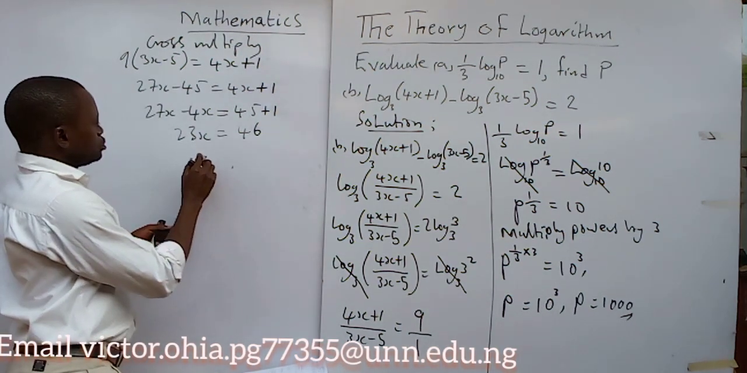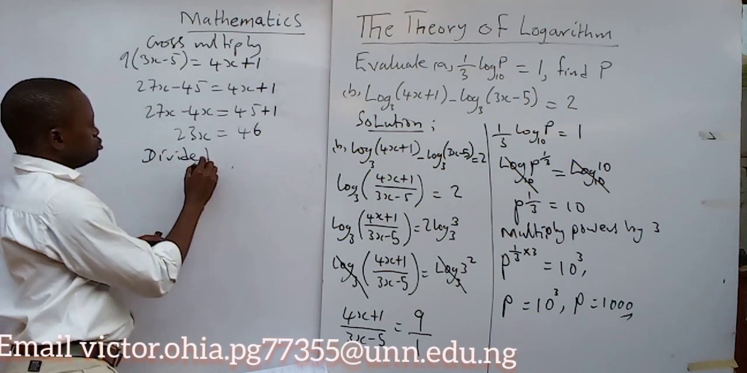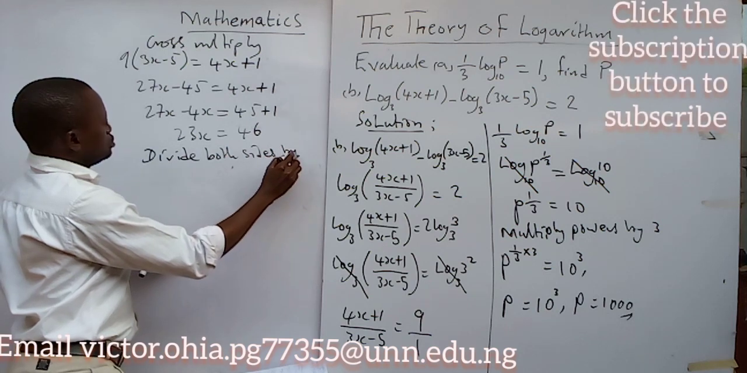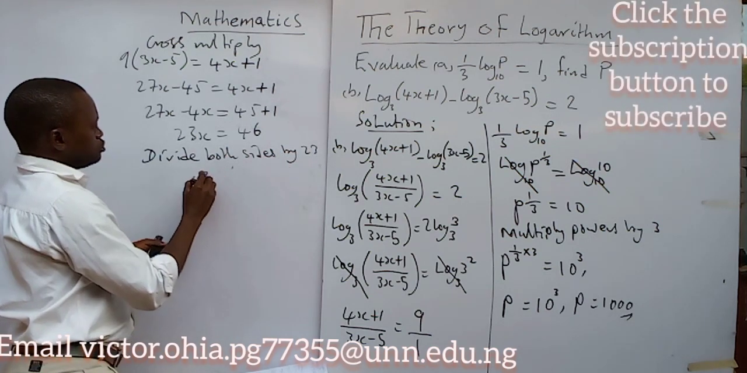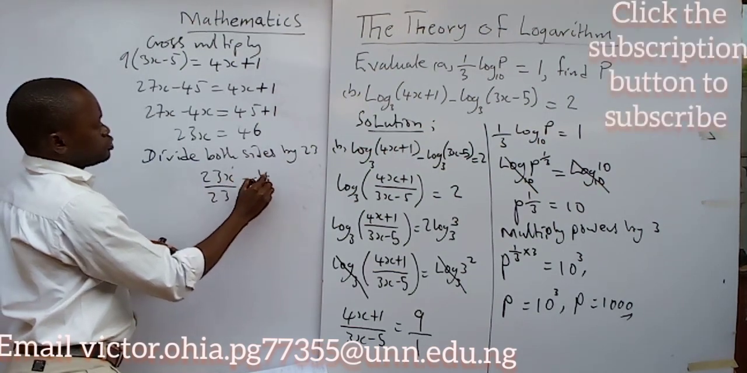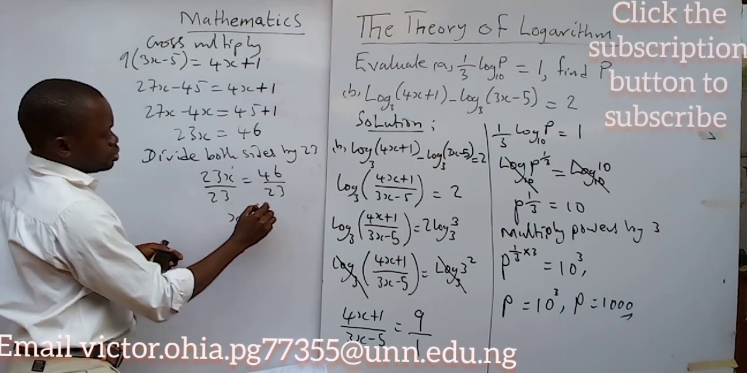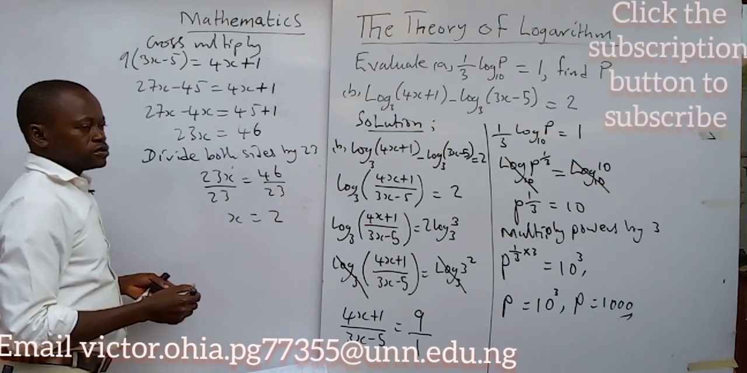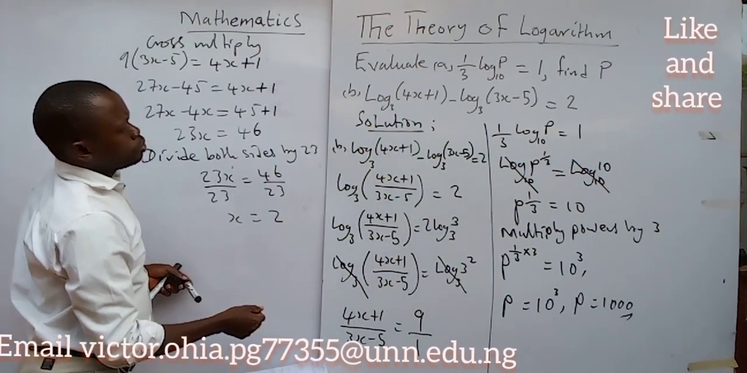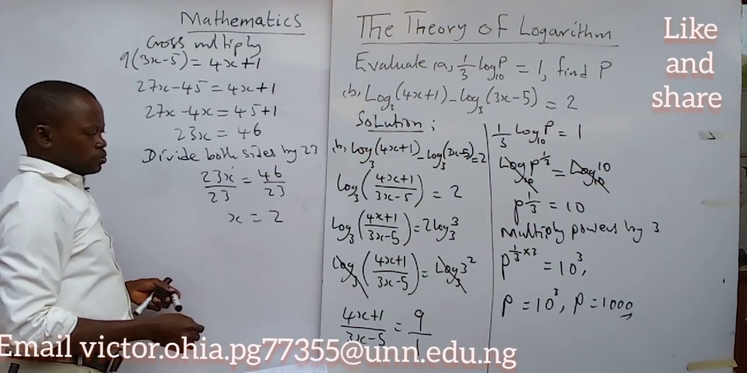All right. So divide both sides by 23. We have 23x over 23 equals 46 over 23. So here we have x equals 2, because 46 divided by 23 is 2. So we have been able to find the value of x as requested in this question.